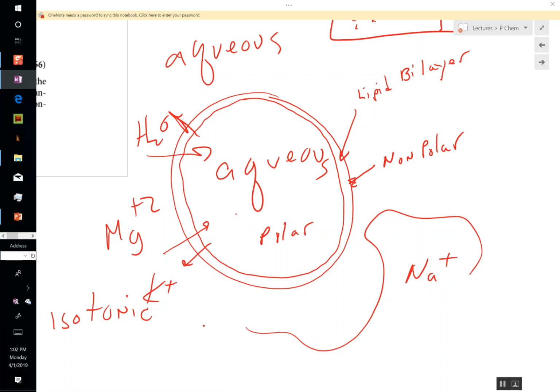osmotic pressure will drive the water in or out of the cell to equalize, to get it back to being isotonic. So if it gets to be hypertonic outside the cell, water is going to go out of the cell into this area around the cell, and it's going to shrivel the cell up like a raisin.